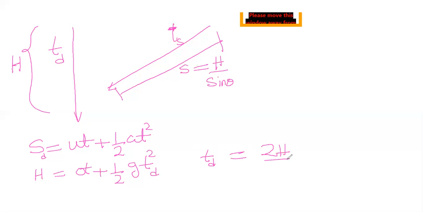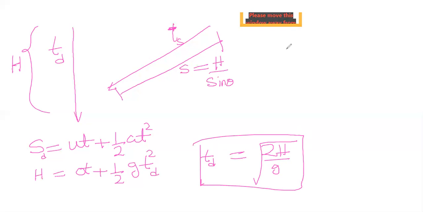2H by g, root over. Is it or not? This is what we are going to get, T direct. Let us see the time in the sliding situation. In the sliding situation, S sliding is S itself. It is H by sin theta actually.